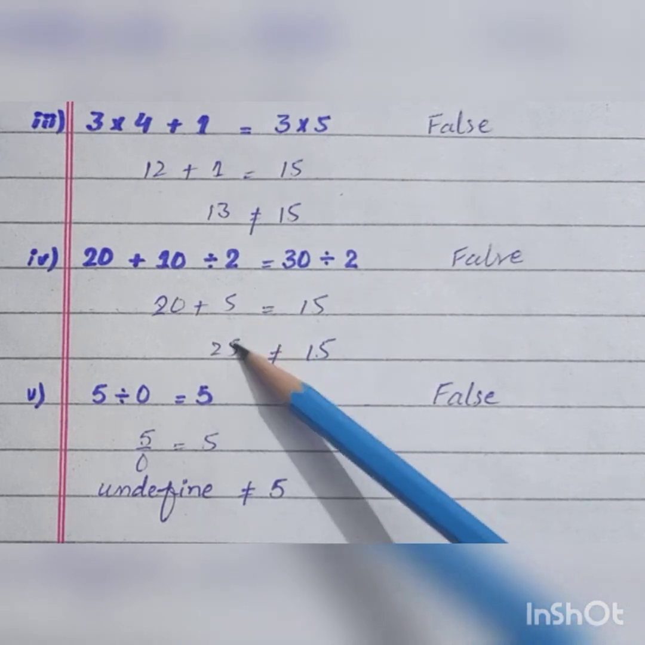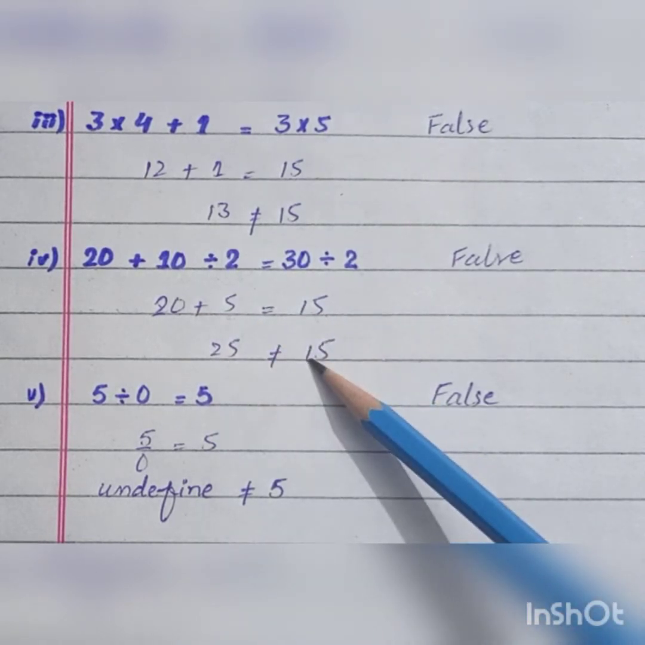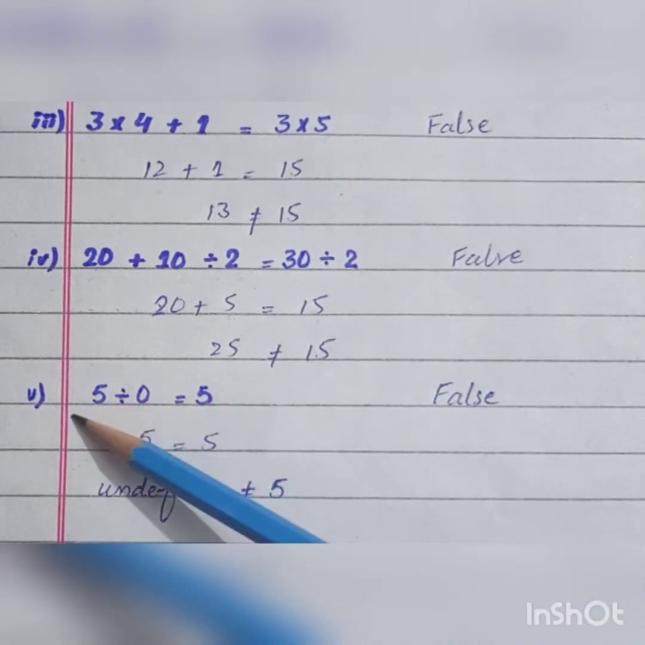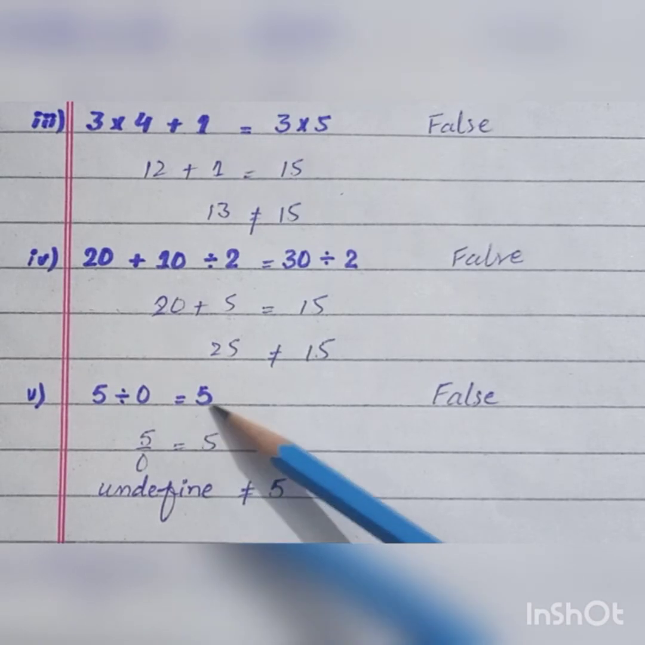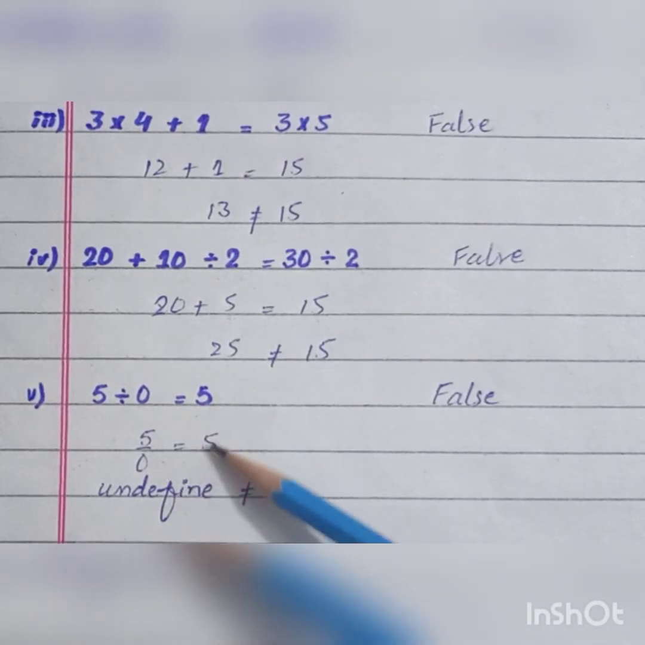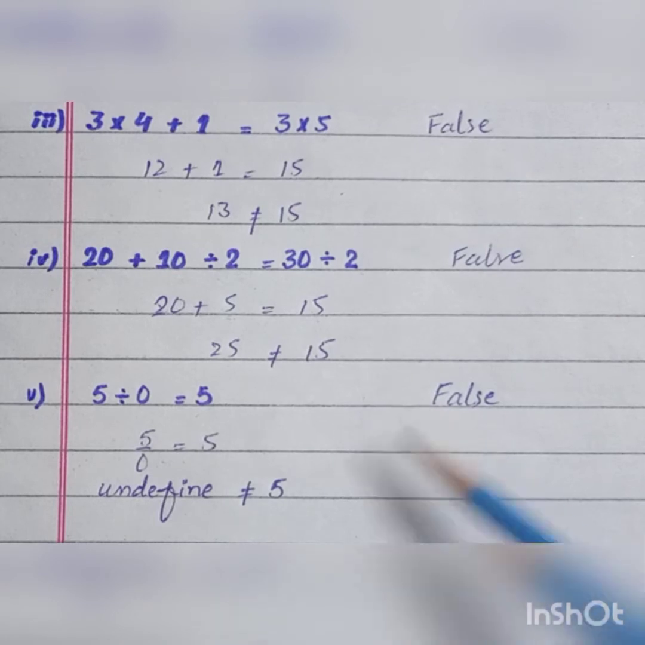So by adding 20 plus 5, the answer is 25, and 15 as it is. We can see that both of these answers are not equal, which means that the given statement is false. Part number 5 is 5 divided by 0 is equal to 5. We can see that 5 divided by 0 is undefined, which is not equal to 5. So both of these values are not equal, which means that the given statement is false.